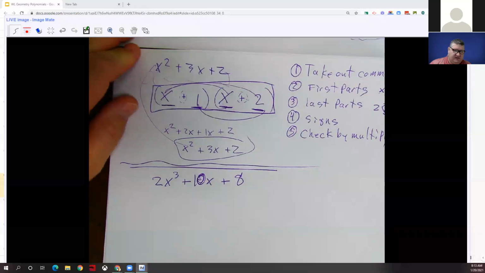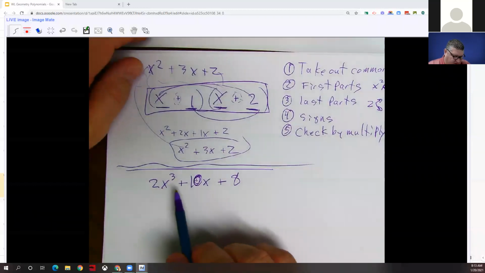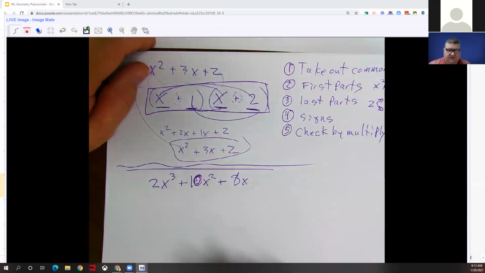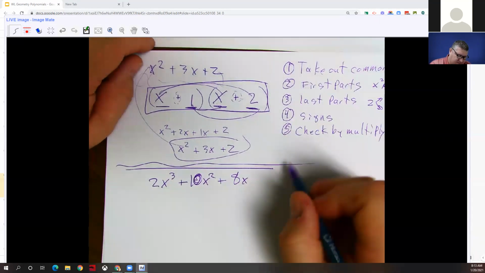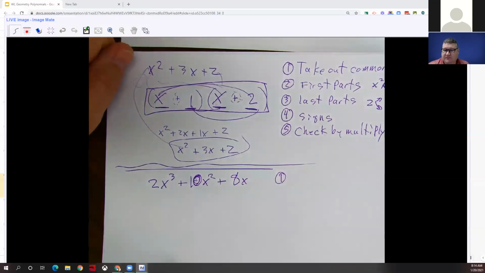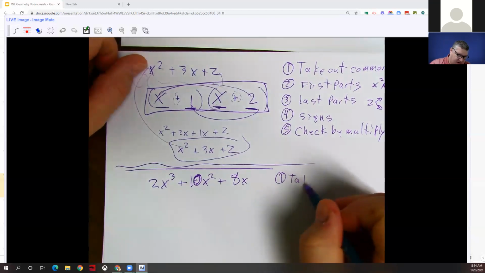All right, now let's go through our steps. First things first. What do I need to do first? First step is, what does it say literally? There you go. Take out common.